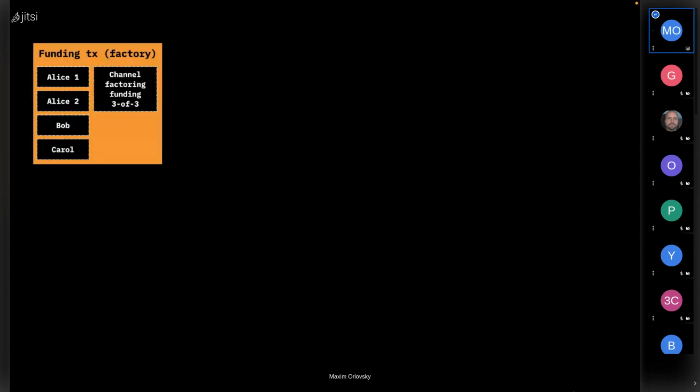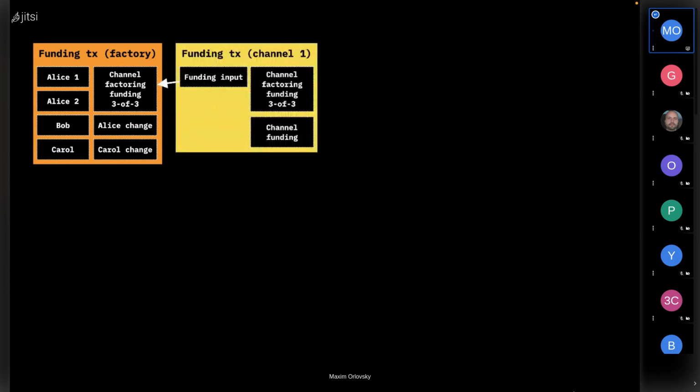However, we think that we should allow such things as custom inputs to the funding transaction. The first output is actually the 3-of-3 multisig, which creates this channel factory. But it could be the case that, for instance, Alice would like not to put all of her money into the channel, but leave some aside, and also Carol. So there should be an option to have change outputs for Alice and Carol. So we already have quite a custom structure in the funding transaction. Using that factory, this funding transaction is mined into the Bitcoin blockchain.